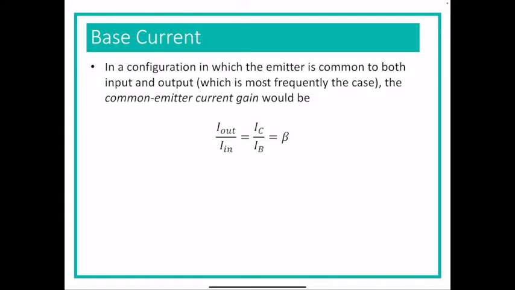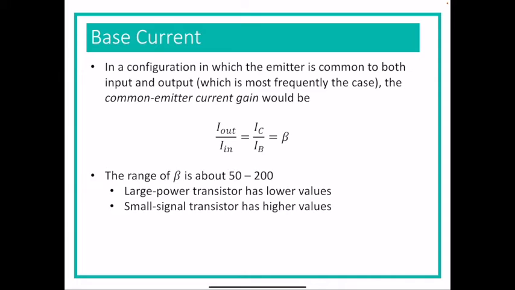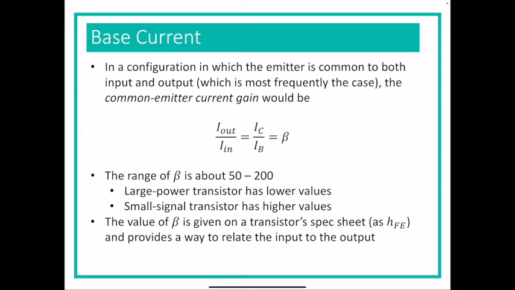If we have a configuration in which the emitter is common to the input and the output, which is a very, very common way to have a transistor hooked up, then the ratio of the collector current to the base current is equal to something known as the common emitter current gain, or beta. Beta ranges from 50 to 200, and it's generally given on a transistor's spec sheet. It's called HFE, and I'm not going to explain why. It relates the input and the output. So what this means is that if you have a bipolar junction transistor and you know the value of beta, you can relate the DC collector and base current with that value.